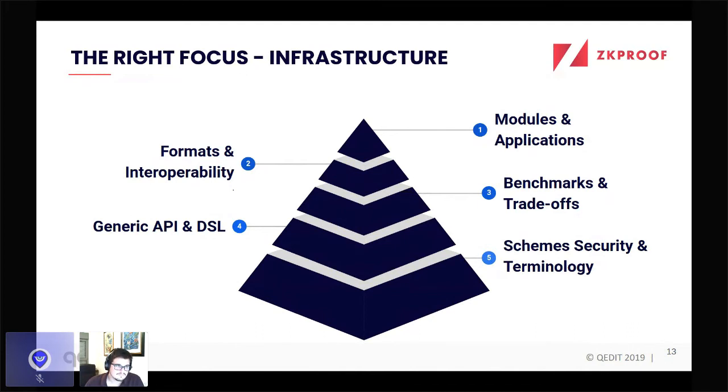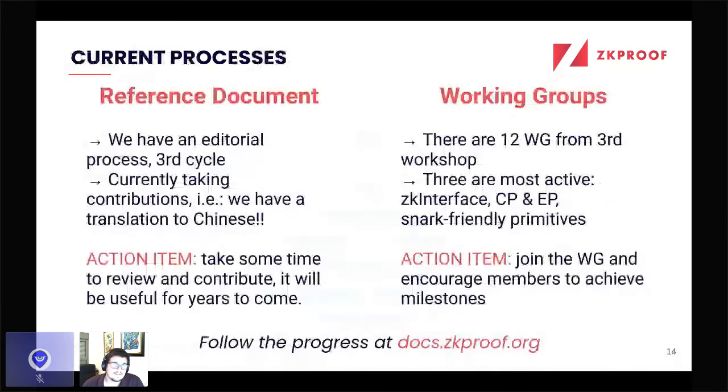So we've been really focusing on this and trying to build this for the past 3 years. And we've gotten to a point where we have these two main processes at ZKProof. First is around the reference document. And as I said, the reference document is a community-wide collaboration. It serves as guidelines and reference of the state of the art. So I'll be focusing on this in a second as well.